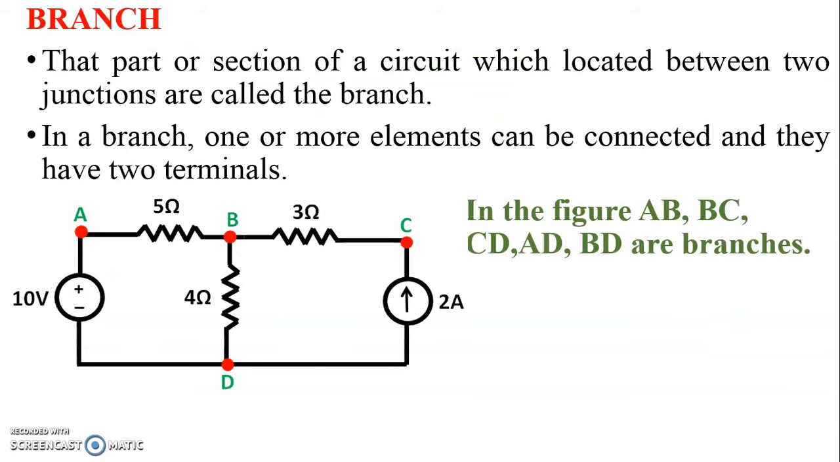So the first term is the branch. A branch is a part or section of a circuit located between two junctions. Here A and B are the two junctions and the 5 ohm is the branch. In the figure we have 5 branches, namely AB, BC, CD, BD and AD. Normally, branches have two-terminal devices.